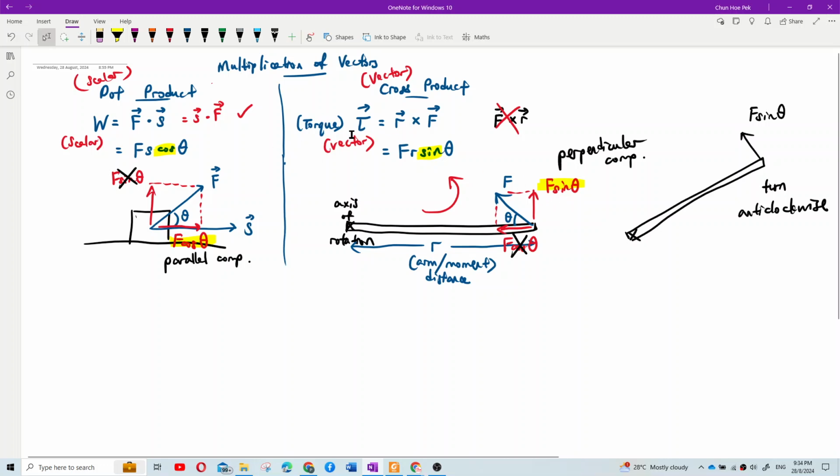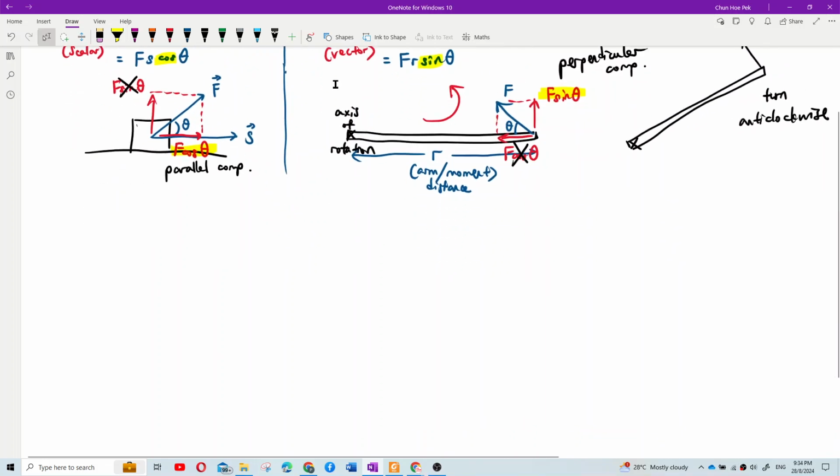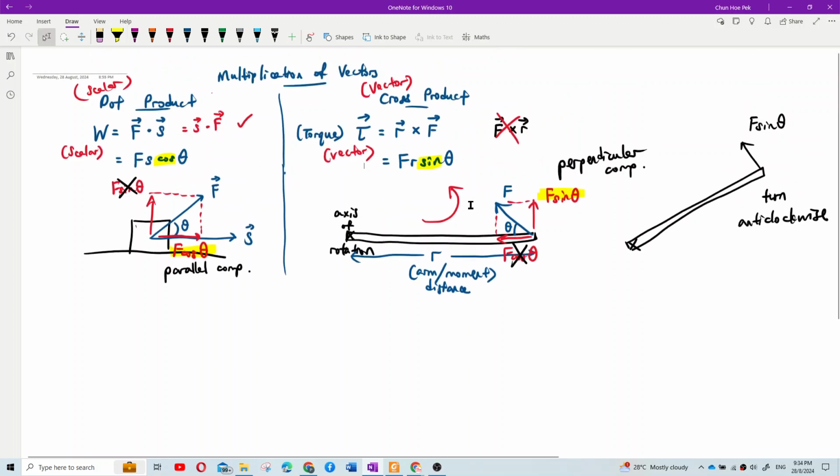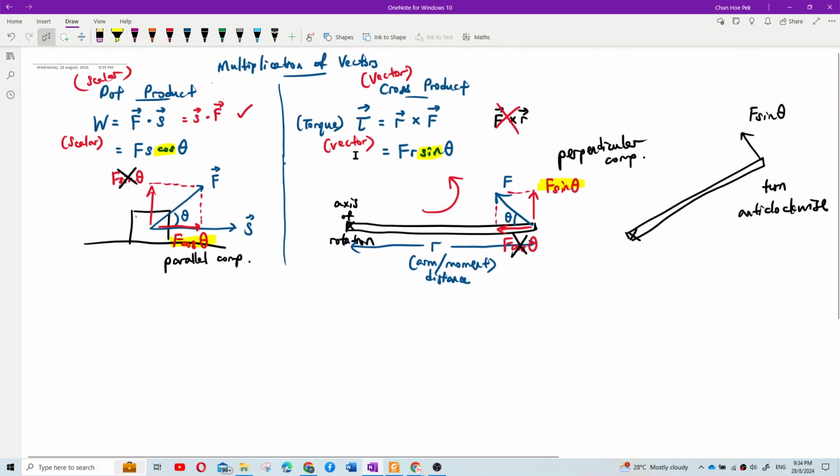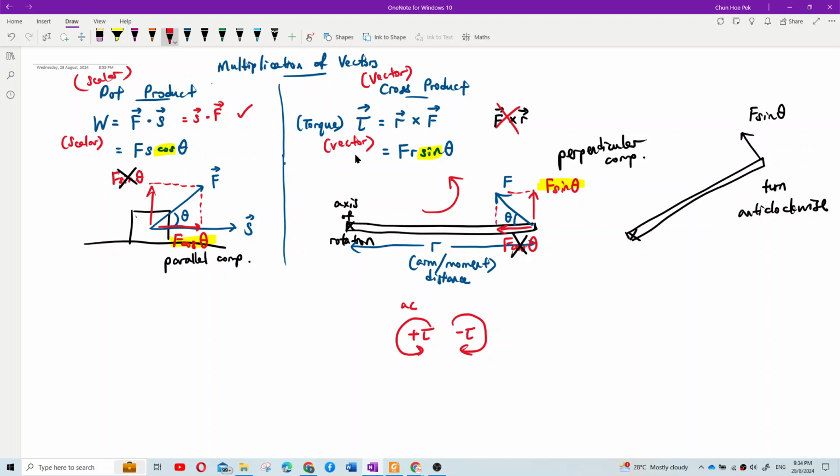Since torque is a vector, let's talk about direction. Torque is a vector, which means it has direction. For direction, we use the sign, positive or negative. If the torque is anti-clockwise, that is a positive torque. Understand? If the torque is clockwise, it is a negative torque.